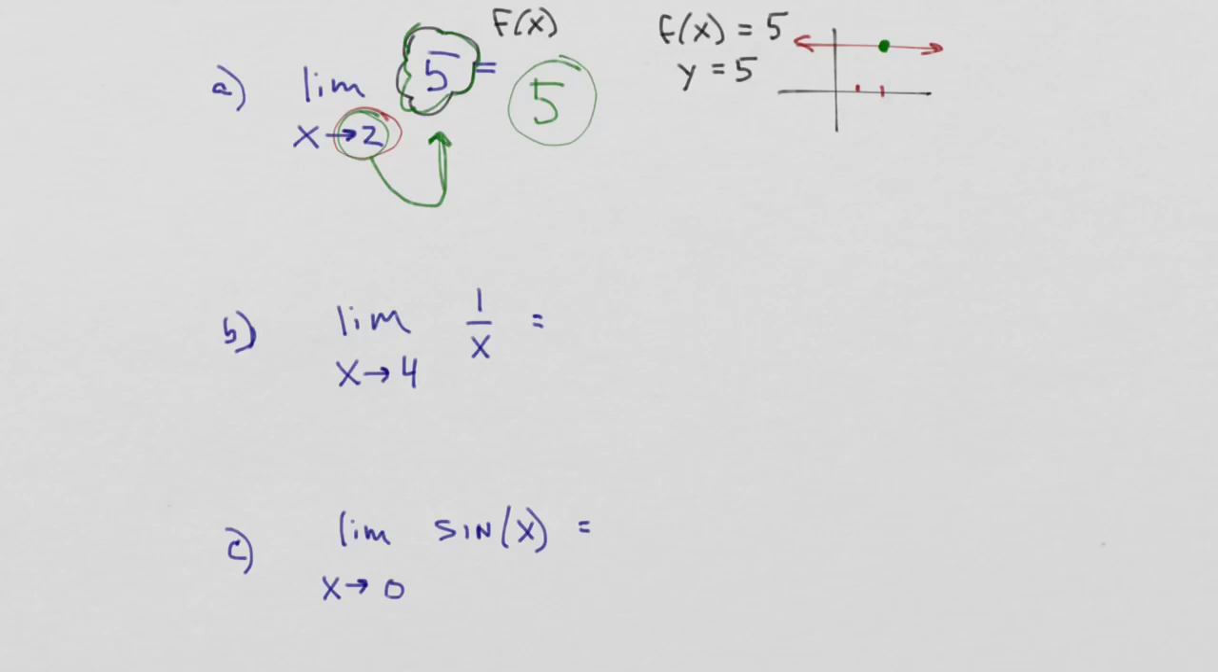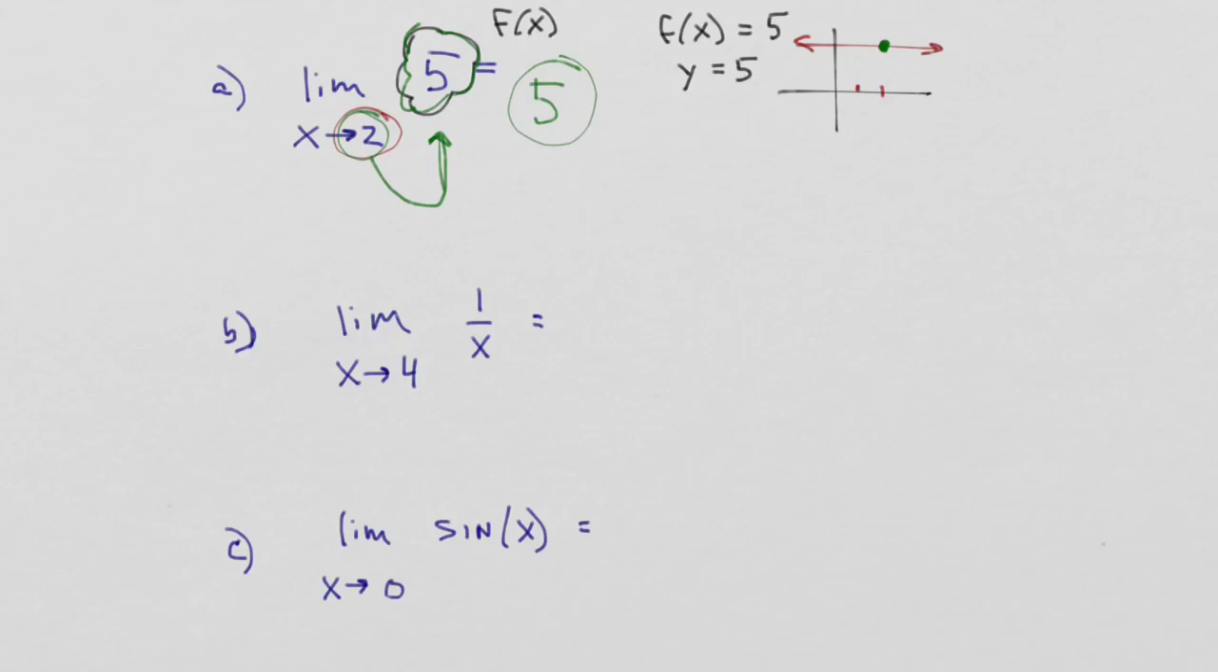Or graphically, we should be able to make sense of this too. If I go from either direction and get infinitely close to my green dot, what does it look like I'm getting infinitely close to? It's still going to be the same height of 5.